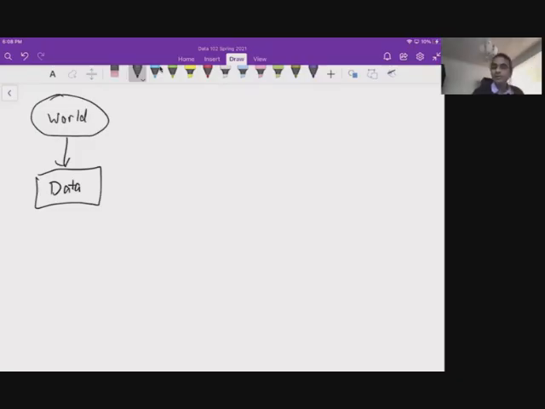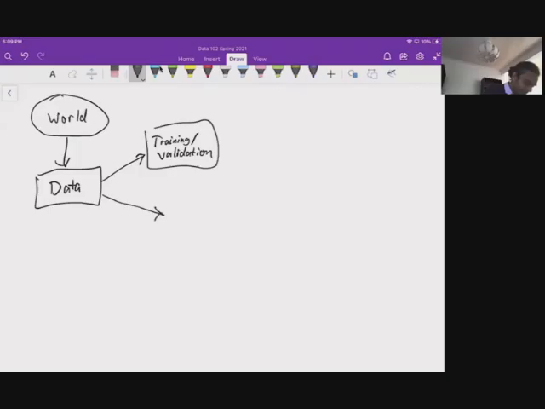And then usually what we do is we explore the data, and then we split our data into training and validation, and into test. And then we'll fit a model.